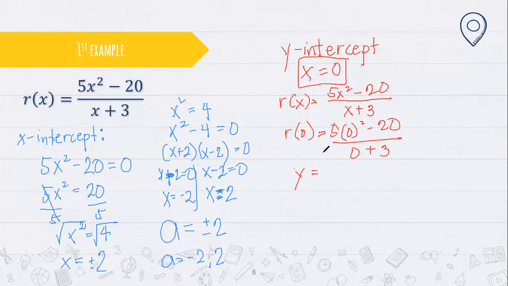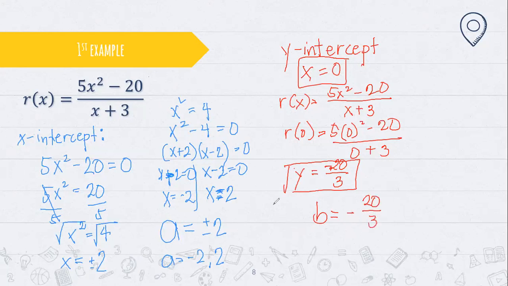Ayan. So y is equal to 5 times 0 squared. So 0 squared is 0 times 5. That's 0 pa rin. So minus 20, that would be negative 20, all over 0 plus 3 is 3. So ito na yan siya agad. Y is equal to negative 20 over 3. Pero since B nga ang ginagamit natin, B as for the y-intercept, so we have B is equal to negative 20 over 3. So yan po yung answer natin.